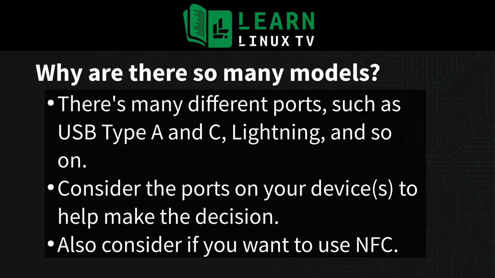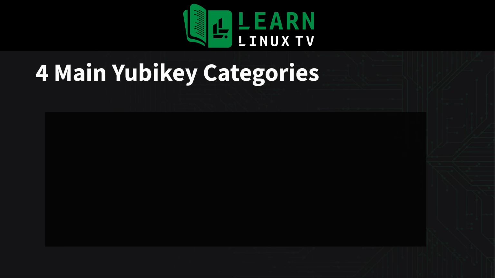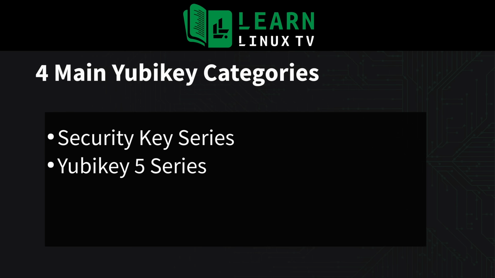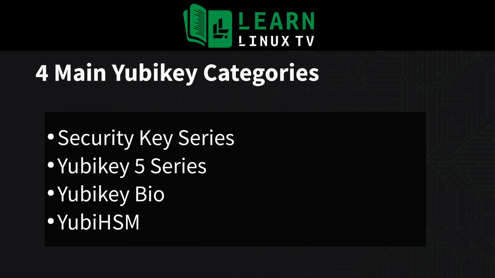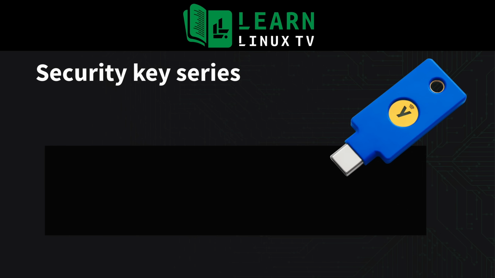Now, when it comes to which models are available, the different YubiKeys generally fall into one of 4 main categories. First, we have the generically named Security Key series. Then we have the YubiKey 5 series. We also have the YubiKey Bio, and finally, the YubiHSM. Now, we're not actually going to go over the YubiHSM in this video, so what we're going to do is stick to the first 3 categories. Let's start first with the Security Key series.